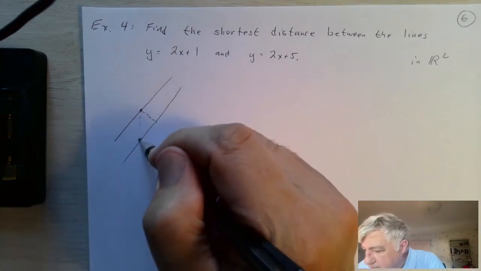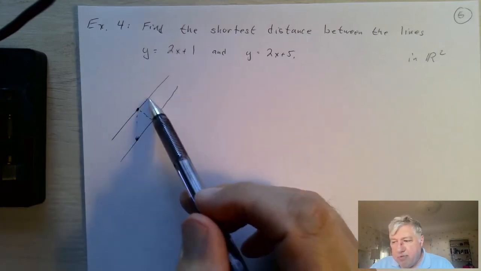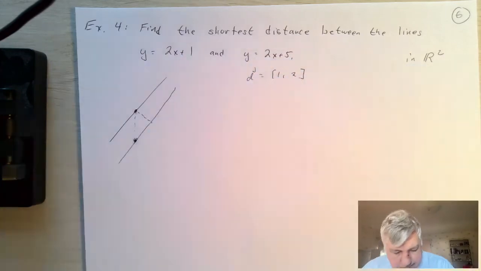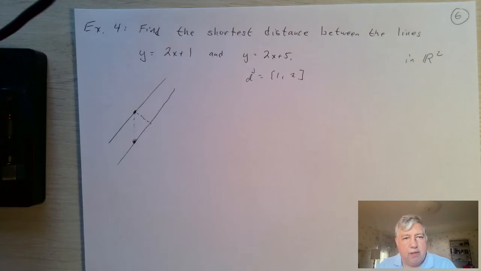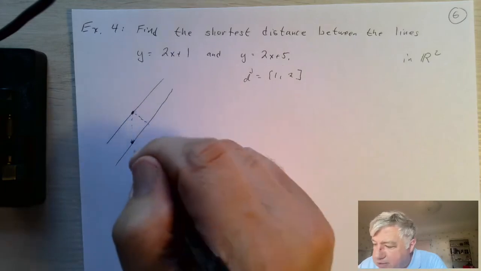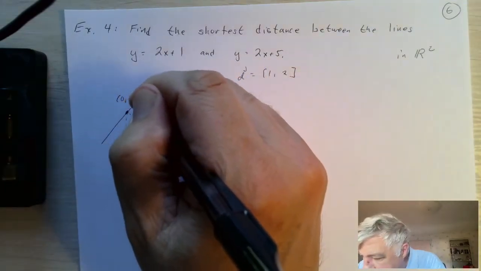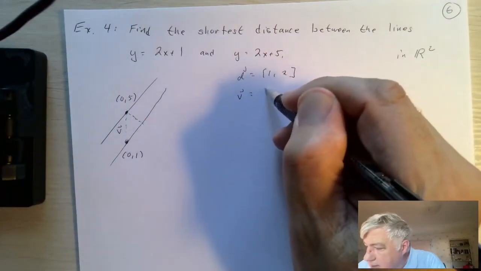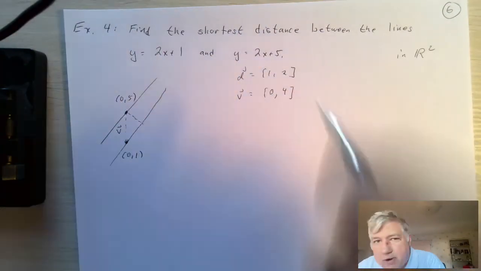Because all we really need to know is, we already know the direction vector of both of these lines, right? The direction vector D is going to be 1, 2. We can easily find 2 points, one on each line. The easiest way to do this is just plug in x equals 0 here. You get 0, 1. Plug in x equals 0 here, you get 0, 5. And if we call this vector v, then v is going to be 0 minus 0 is 0, and 5 minus 1 is 4.